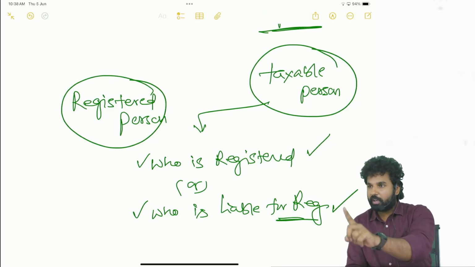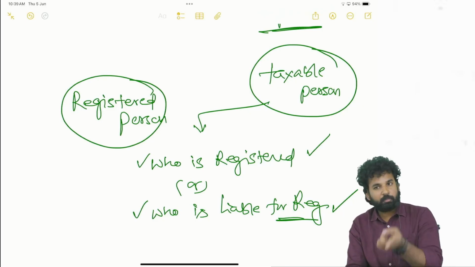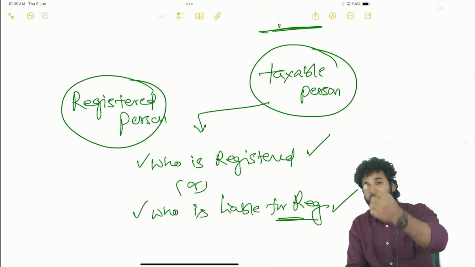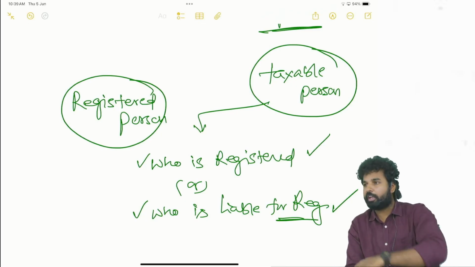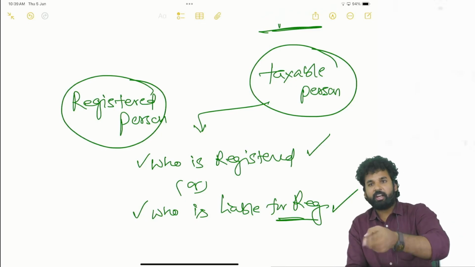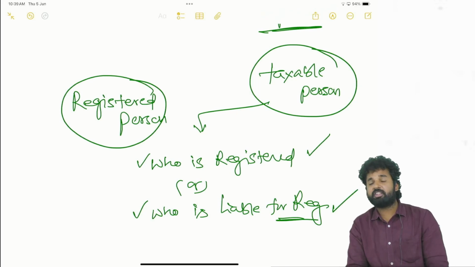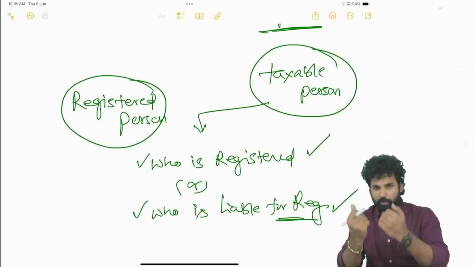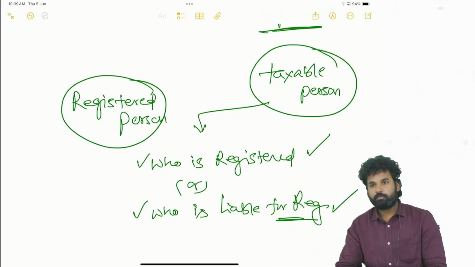So he is liable for registration, first point. After being liable for registration, he may take registration immediately or he may not take registration. In both the cases he will be treated as a taxable person. That means he is a person liable to collect tax and pay GST.